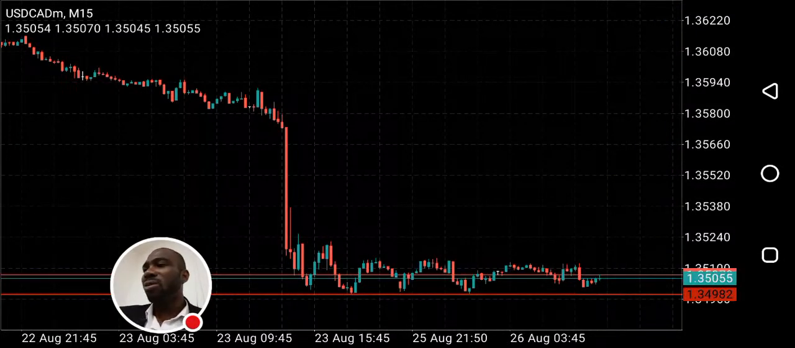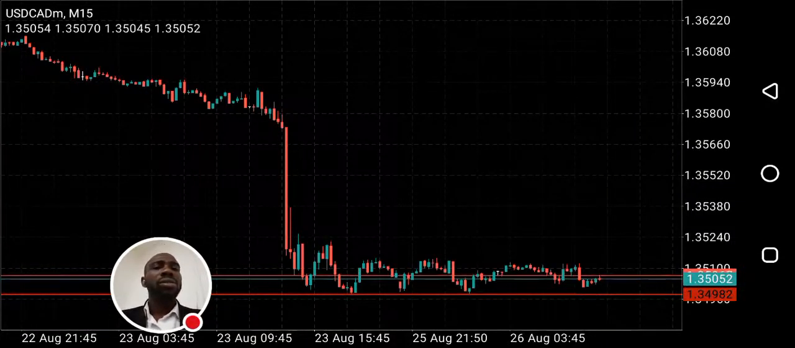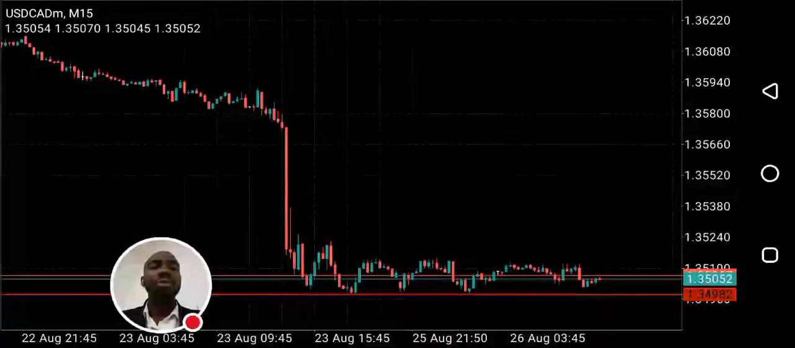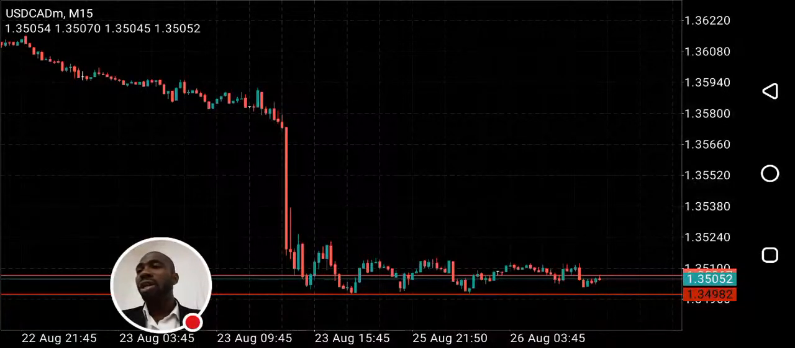Okay, so that's my take on USD CAD. We're buying USD this week. Australian dollar USD is negatively correlated with USD CAD. So if you're looking for buys on USD CAD, you should know what you're looking for on Australian dollar USD.